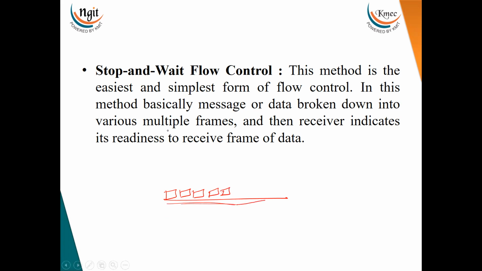Stop and wait flow control is the easiest and simplest form of flow control. In this method, the message is broken down into many frames, and then the receiver indicates its readiness to receive the frame of data.